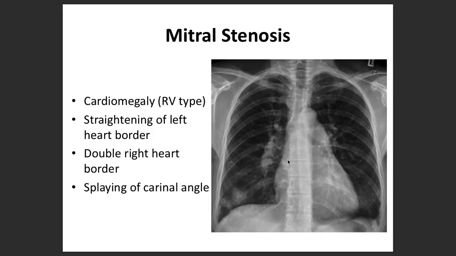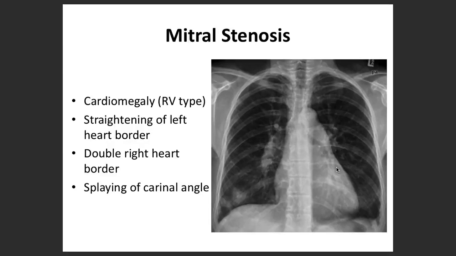And the left border, if you look carefully, is almost straightened, and this is called the double right heart border. Double right heart border, why? What happens is, in mitral stenosis, not only is there severe enlargement of the left atrium, but mostly the LA is the one which is really enlarged, and that is where the problem happens.